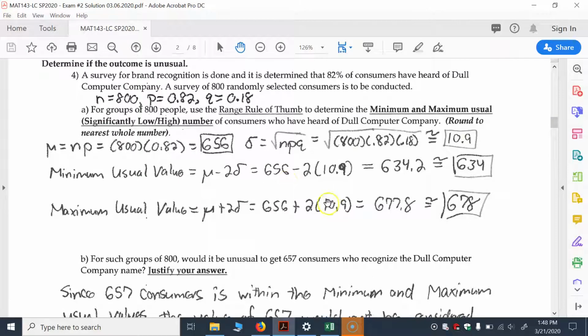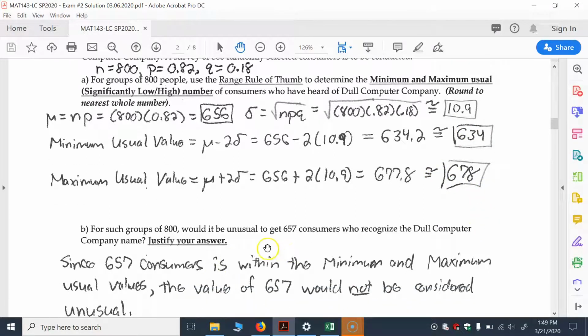Going back to Form A, all right, now N is 800, and the recognition rate is 82%, so P is 0.82, Q is 0.18. So again, we have to calculate mu plus or minus 2 sigma. So mu is NP, and so this is 656. We use the formula to calculate the standard deviation. That's approximately 10.9. So now our minimum usual value is 634, maximum usual value 678. So part B, for groups of 800, would it be unusual to get 657 consumers? Well, now notice 657 is within the maximum and minimum usual values, so it is not considered unusual.